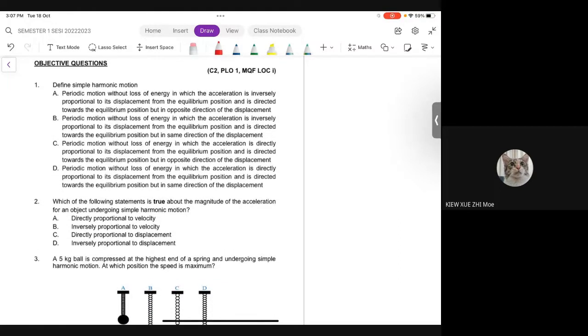Okay, objective question. Define simple harmonic motion. So what is simple harmonic motion? Motion without loss of energy where the acceleration is inversely proportional to displacement. Inversely ke? Bukan dia directly ke? So salah. So dia adalah a directly proportional to displacement but in opposite direction. So jawapan dia adalah C ke D? Same direction. Yang ini opposite direction. Yes. So jawapan dia adalah C.